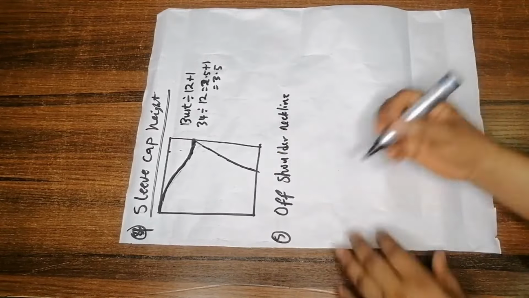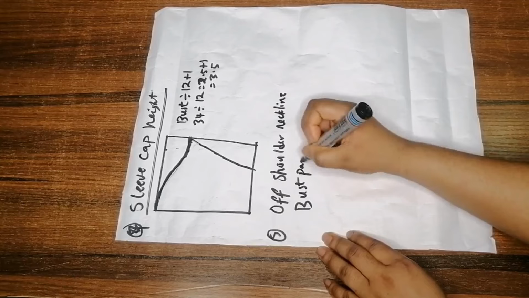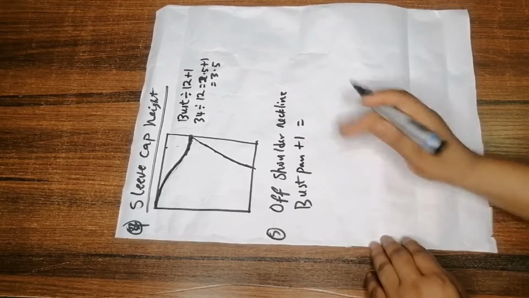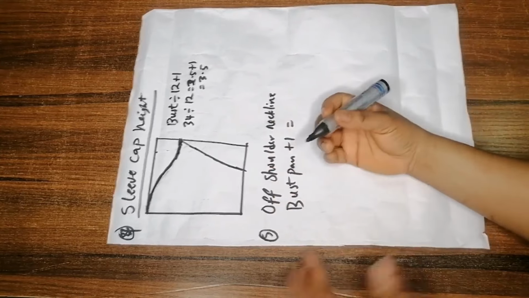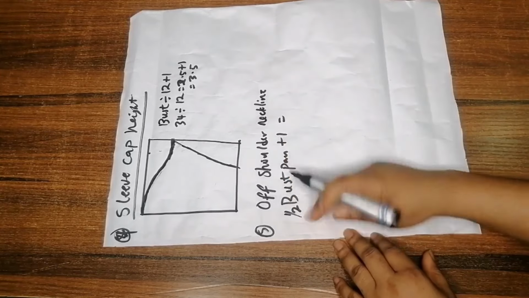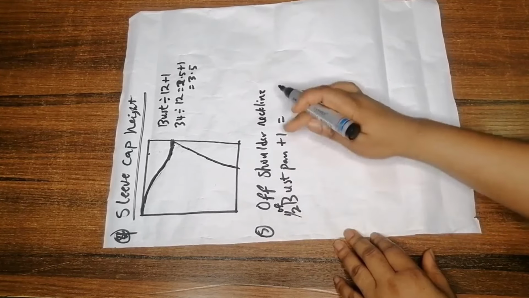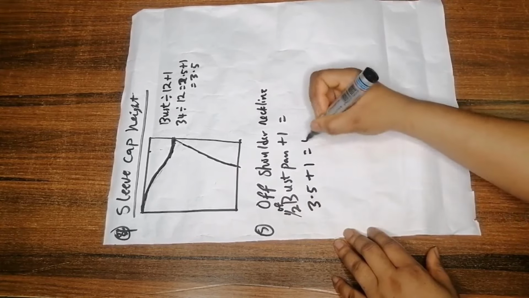Now to get your off shoulder neckline, just add your bust span plus 1 inch. That is going to be your off shoulder neckline. So my bust span is 7 inches, so half of my bust span is going to be 3.5, plus 1 inch, I have 4.5.